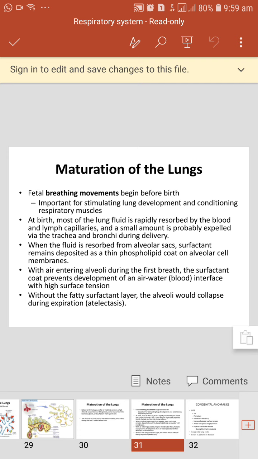When the fluid is resorbed from the alveolar sacs, surfactant remains deposited as a thin phospholipid coat on the alveolar cell membrane. With air entering the alveoli during the first breath, the surfactant coat prevents development of an air-water interface with high surface tension. Without the fatty surface layer, the alveoli would collapse during expiration, which is known as atelectasis.